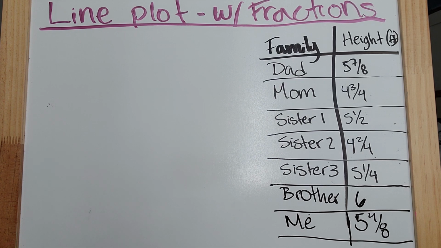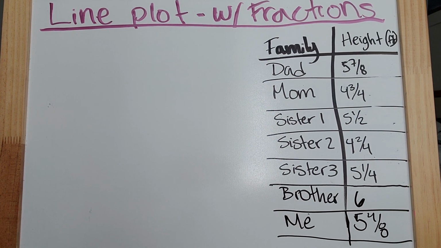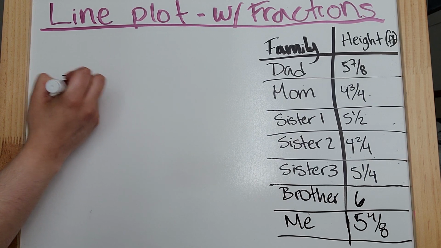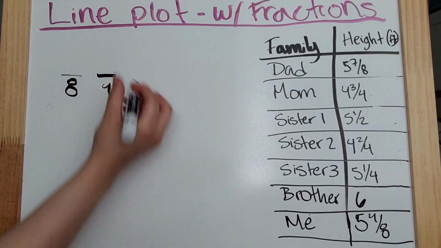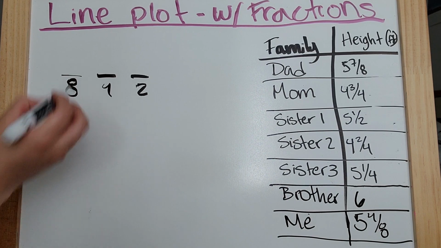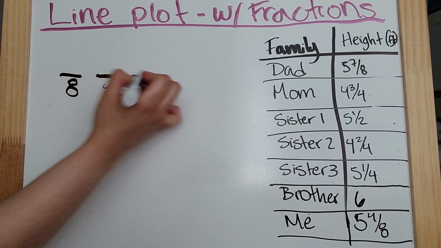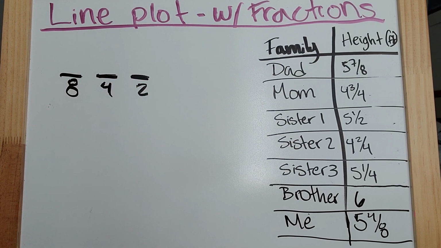Okay, so common denominators, we have talked about them before. It's nothing new, so I'm just going to quickly go over them. We first notice our denominators. We have eighths, we have fourths, and we have halves, and that's it. Okay, so remember, we are trying to make sure that we have the same denominator without changing the fraction, and that is where equivalent fractions come in.